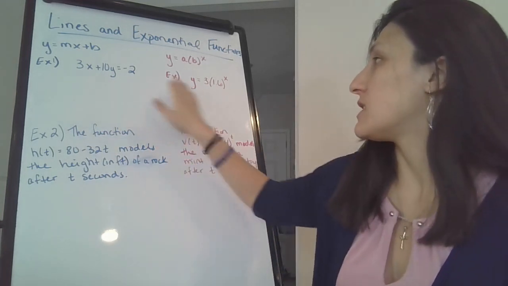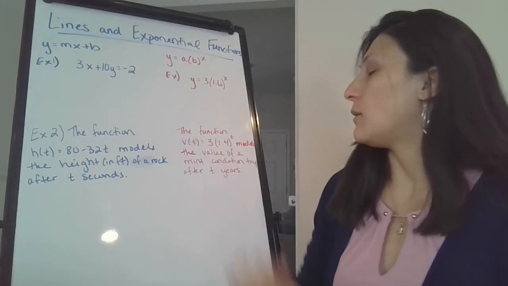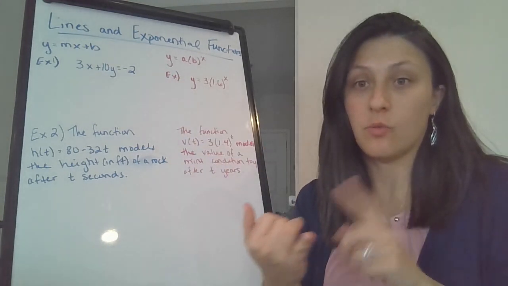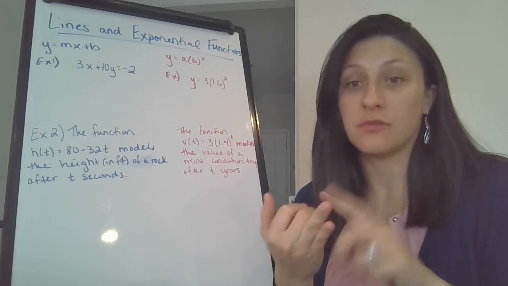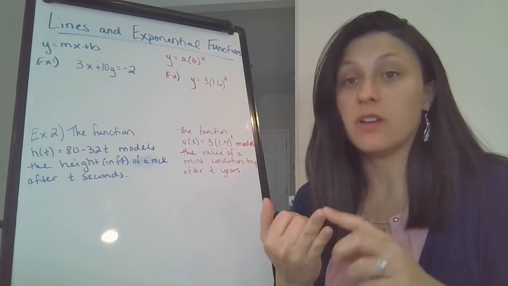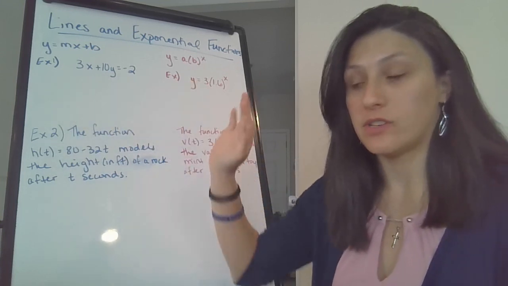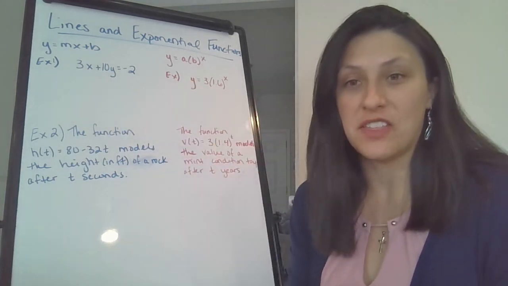And then I gave us some examples here. So I want you to pause your video now and see if you can find the y-intercept and the rate of change, or the slope, of both of these functions. So this is a linear function, this is an exponential function. So pause your video and try that now.